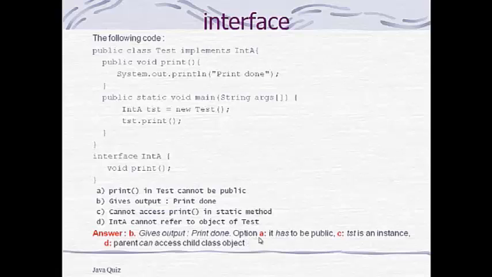In case of option A, it has to be public because in the interface the method is public by default, so you cannot reduce it, it should be public, it's correct. And we are calling the print from an instance tst, so C is wrong. D, cannot refer, it is wrong. Parent can access the child class object, so we can refer to it.